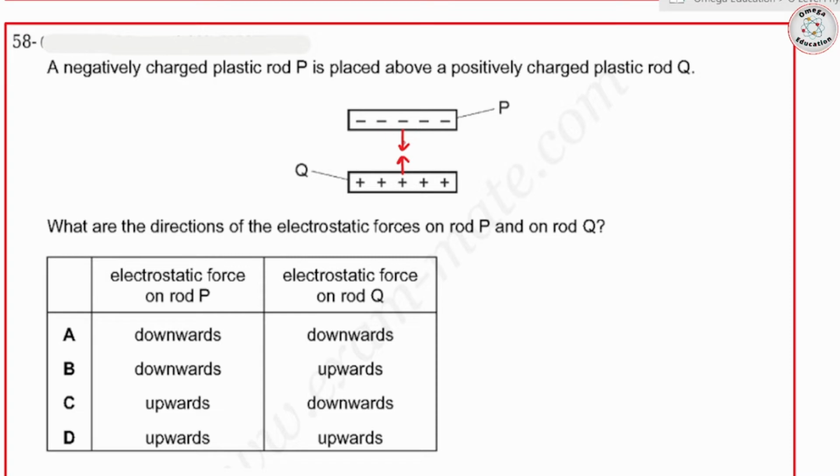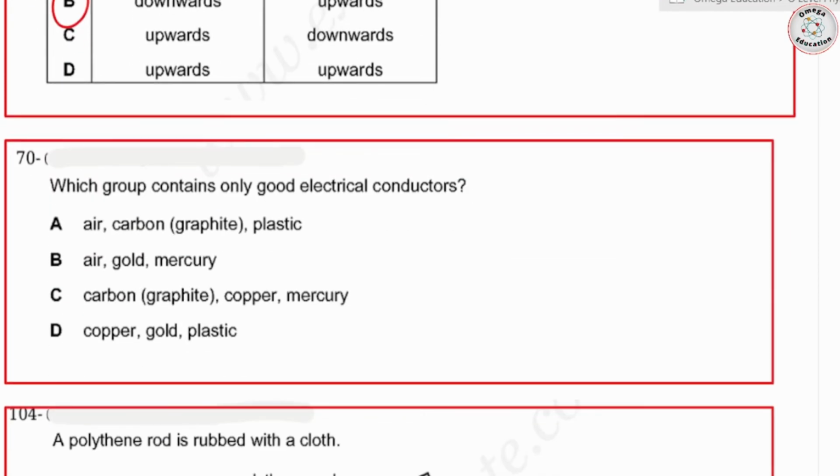So the force on P would be downward, like you can see over here, and the force on Q would be upward, because there would be a force of attraction and they would be pulled towards each other. Only then can they appear to come close to each other. So B has to be the right answer for this one. All right, moving on to the next one.